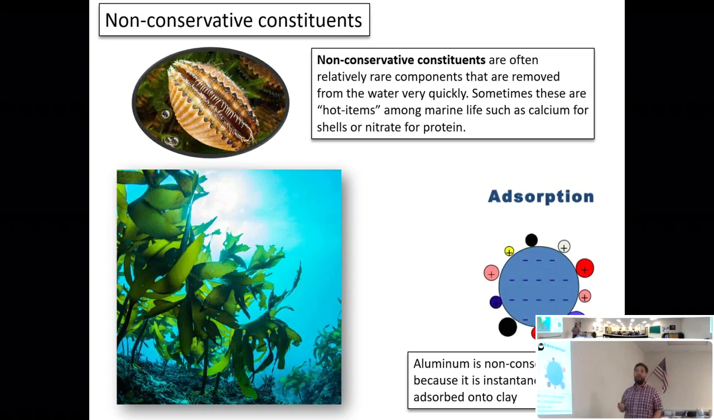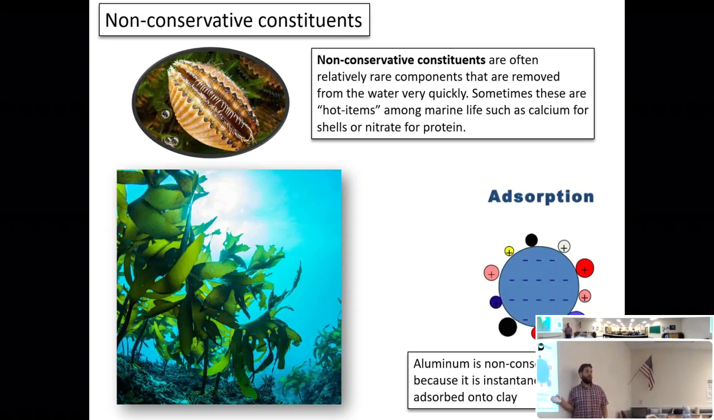So for iron, the reason that iron gets used so quickly is because, again, it's a hot item. A lot of marine life wants iron. It needs iron. It's no different than you. You need iron for your body. Iron deficiency, you've probably heard, is a problem in the developing world, or whatever you want to call it, right? So it's a necessary chemical constituent for your body, just like it is for a lot of marine life. So they use it up quickly because there's not very much in the ocean. So it has a low residence time. It just gets used up very fast.